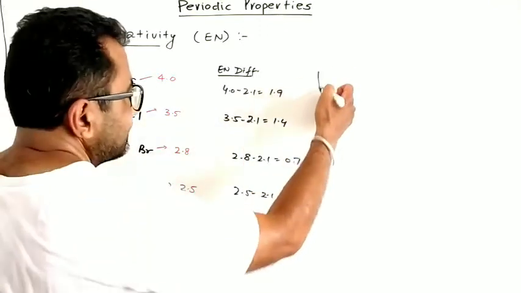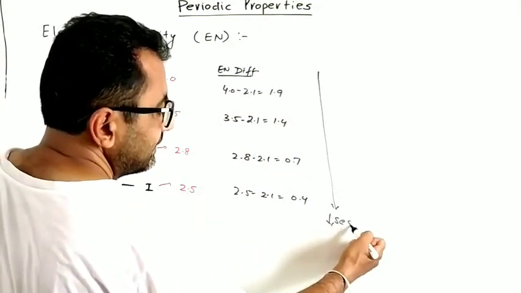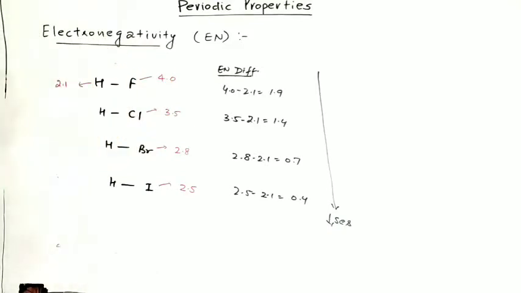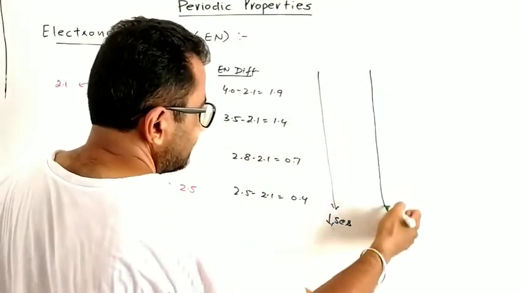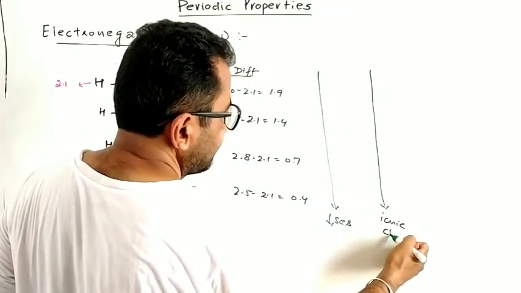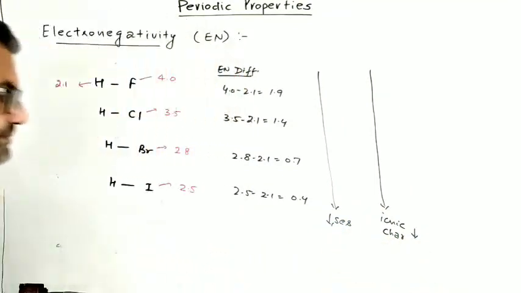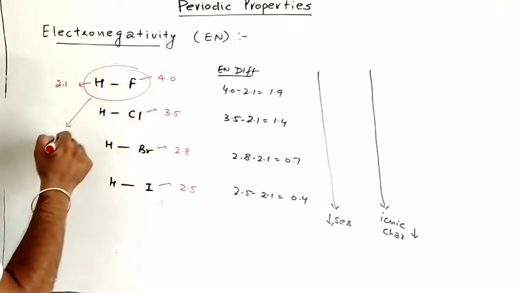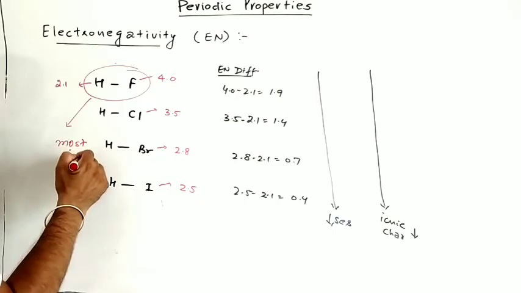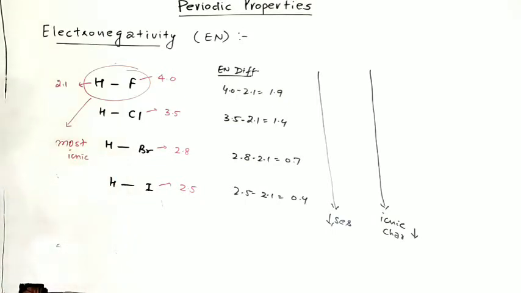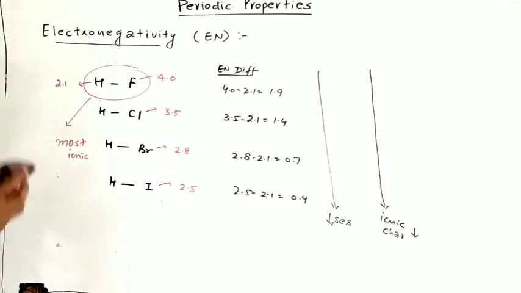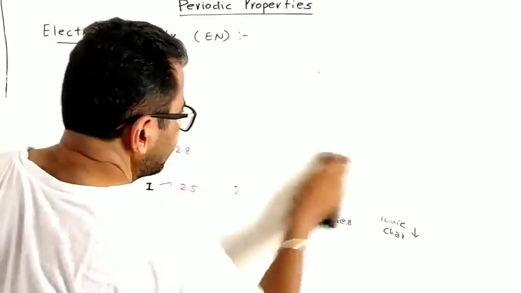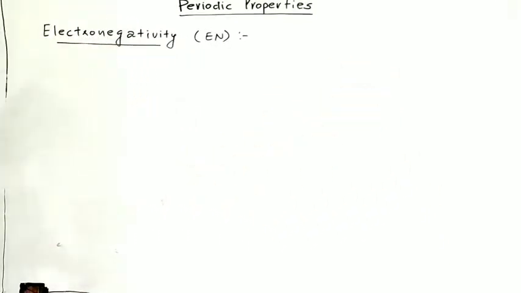Electronegativity difference decreases. With a decrease in electronegativity difference, we can say ionic character decreases. So out of these four molecules, HF, HCl, HBr, HI, the most ionic is HF. The least ionic is HI, or you can say the most covalent is HI. In this way we compare the covalent and ionic character with the help of electronegativity difference.